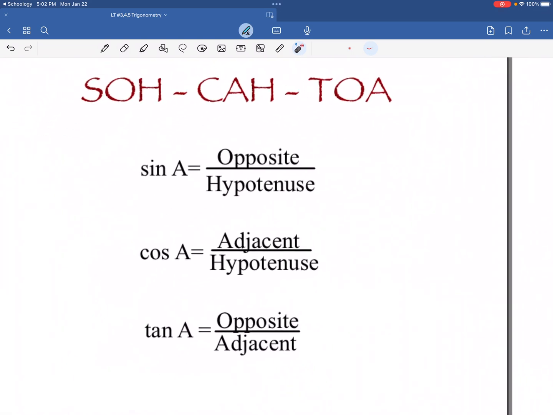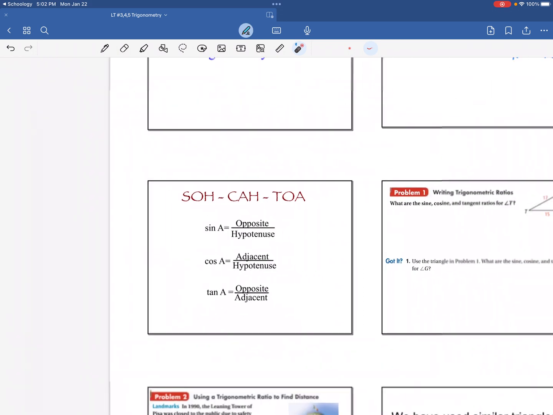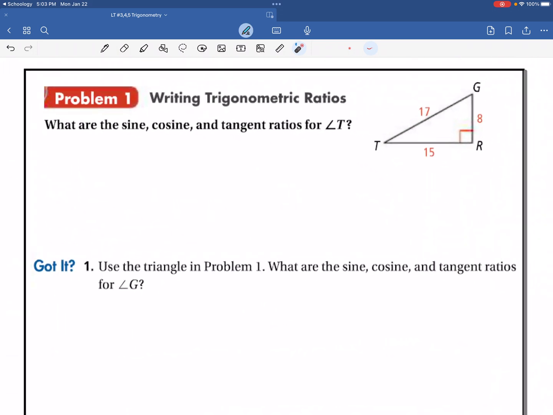Let's look at this. One shortcut to remember it is SOHCAHTOA. This helps you to remember that the sine is opposite over hypotenuse, cosine is adjacent over hypotenuse, and tangent is opposite over adjacent. So if you can remember SOHCAHTOA, that will help you remember the ratios. Let's put it into practice.